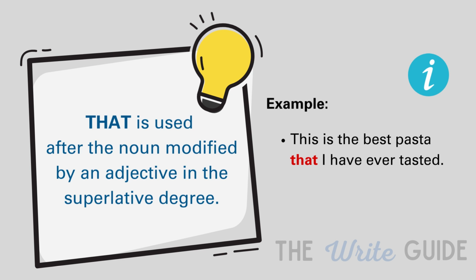For example, this is the best pasta that I have ever tasted. The superlative adjective is best and the noun modified is pasta. So following the rule, we use that. We don't say, this is the best pasta which I have ever tasted, okay?